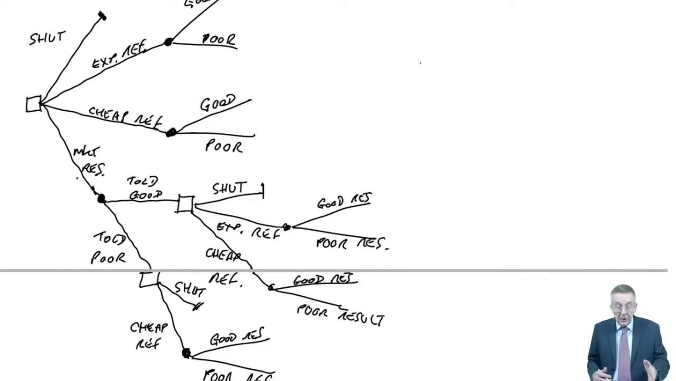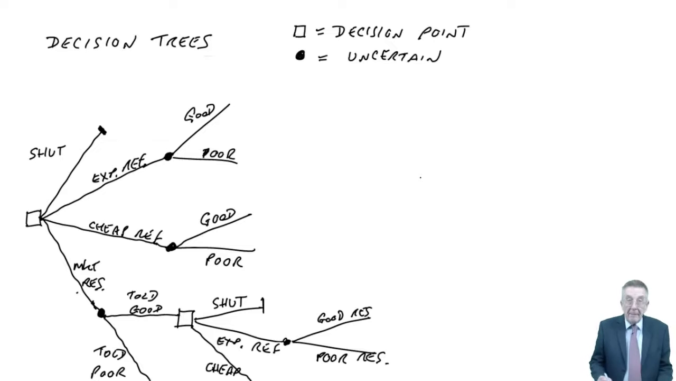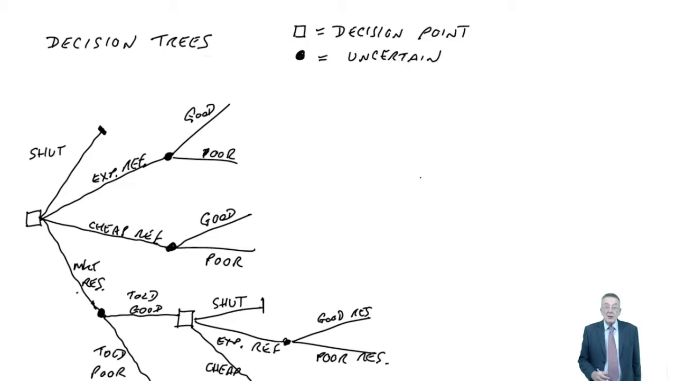And again, symbols, people use different symbols, but the symbols I'm using: the box is showing that it's our choice. We'll decide which of those first four to do, but the later decisions may depend on that. The blob is showing that the result is uncertain. Could be good, could be poor, and so on. Obviously, we want to end up solving it and making the decision.